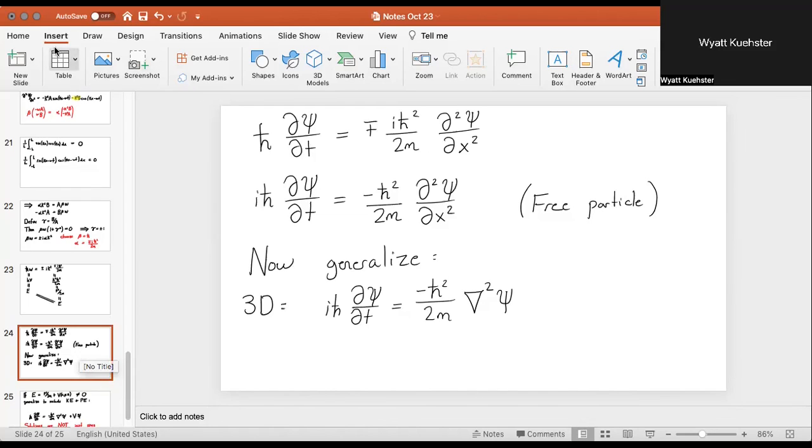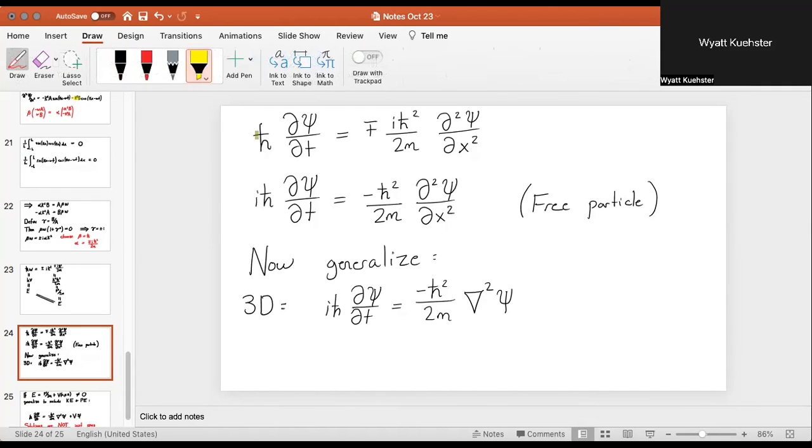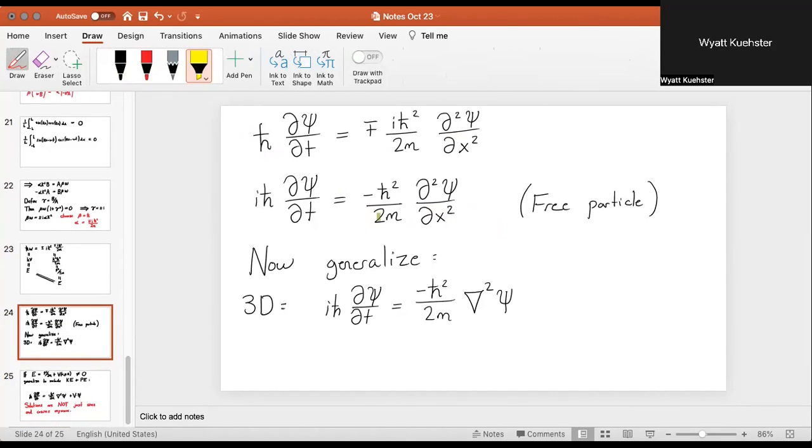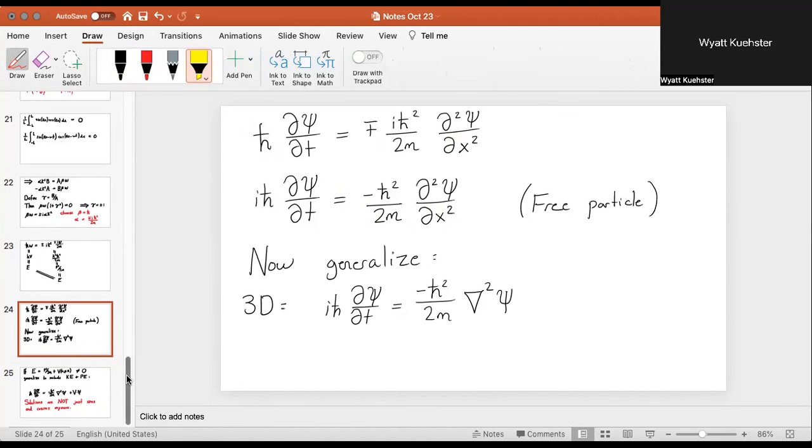So I put beta here: beta times the time derivative equals alpha times the space derivative, and then solve this, right? And that is the Schrödinger equation for a free particle when the potential is 0. So that's what we did. We just solved for the coefficients in the Schrödinger equation. So for a free particle, we're done. That's the Schrödinger equation for a free particle.